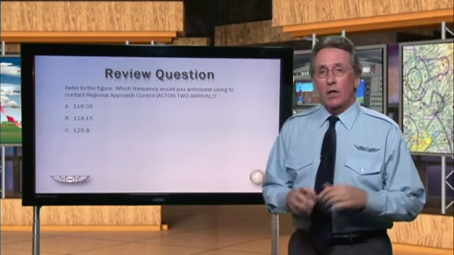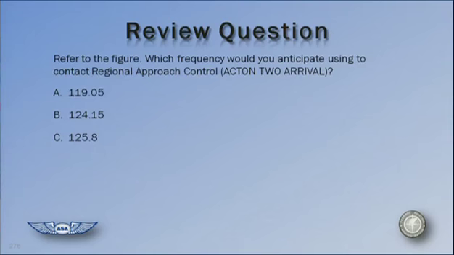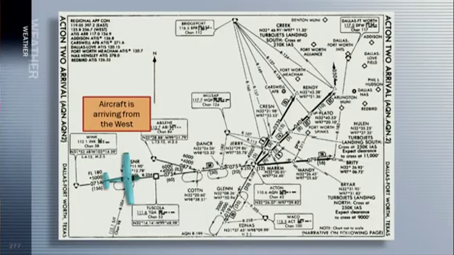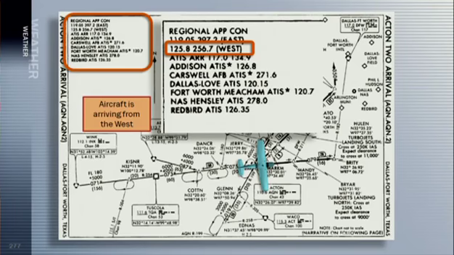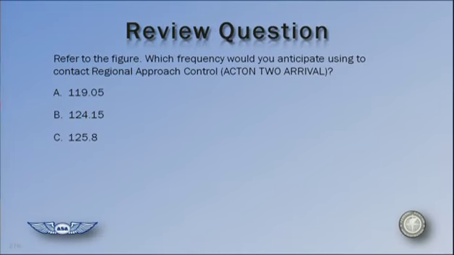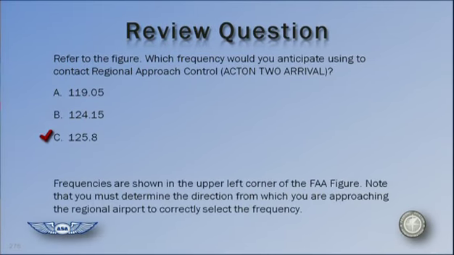All right, we have one question for you on communications. We're going to ask you to refer to a figure in a moment. Which frequency would you anticipate using to contact regional approach control Acton to arrival? Which of these 3? Okay, we look at a figure here. We assume that our aircraft is coming in from the west. In the upper left-hand corner there, we see some frequency information. We zoom into that, and if the plane, in fact, is coming in from the west, the frequency 125.8 is the correct frequency, and that answer then is C to your question.